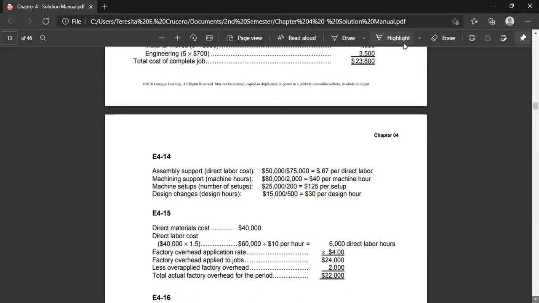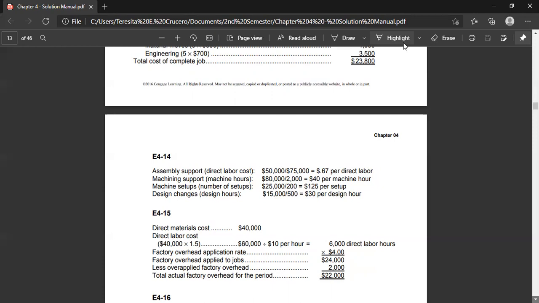Design changes are based on design hours. So the cost of design changes is $15,000 divided by 500 design hours. So we have $30 per design hour. These are your rates based on the four different bases.